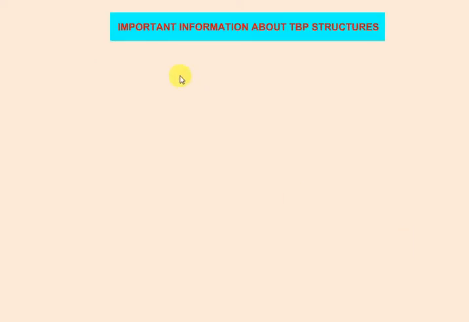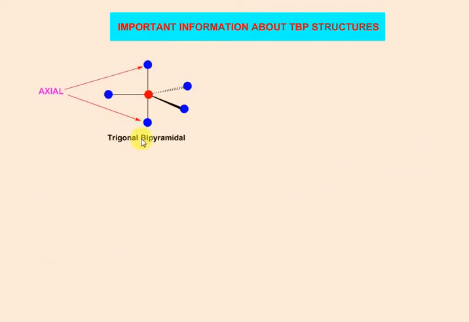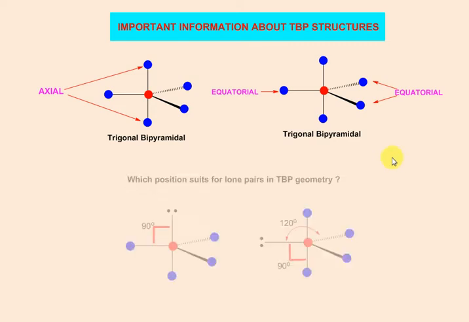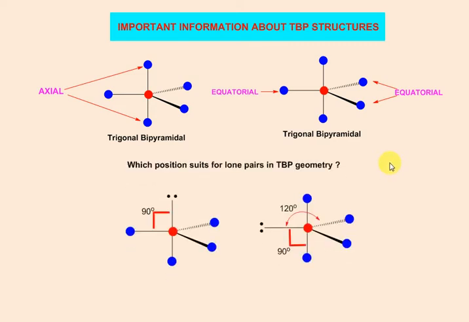Friends, I would like to discuss a very important piece of information about trigonal bipyramidal structures. Out of the 5 bonds present in the trigonal bipyramidal, the 2 bonds which are exactly 180 degrees away from each other are called axial bonds, and the 3 bonds which form the trigonal planar shape are called equatorial bonds. So out of 5, 2 are axial and 3 are equatorial. Friends, one thing which I would like to share with you is the position of the lone pair in the trigonal bipyramidal structure. Whenever a lone pair is present, we must know where to place the lone pair.